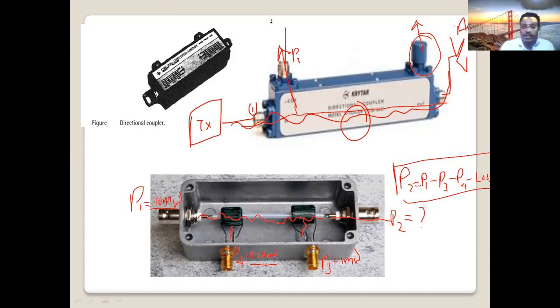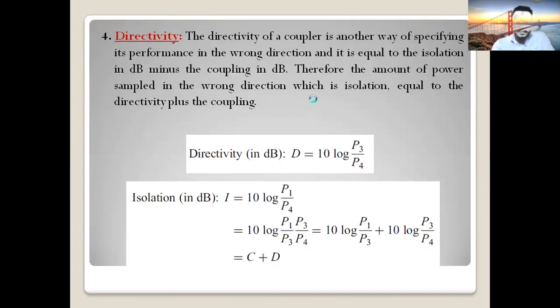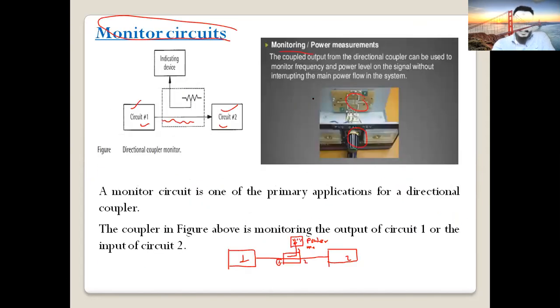So at port 3, take a cable, connect your meter here. So you'll get a small signal at port 3, going to the meter. So you can check how much power you can measure. You can check frequency level, any other characteristics of the signal, you can monitor here. Still communication is going on. Still the transmitter is transmitting to the antenna. But the coupler helps us to take a small amount of power for monitoring purposes. That is one of the applications of the directional coupler. We call it monitoring circuits.